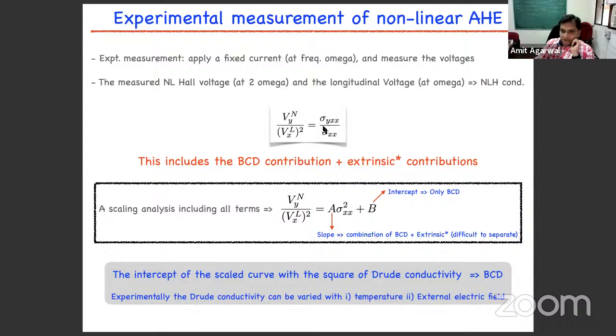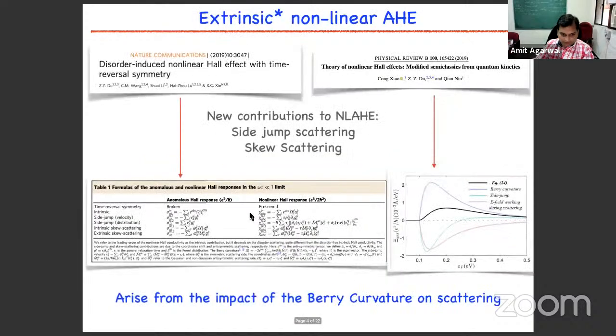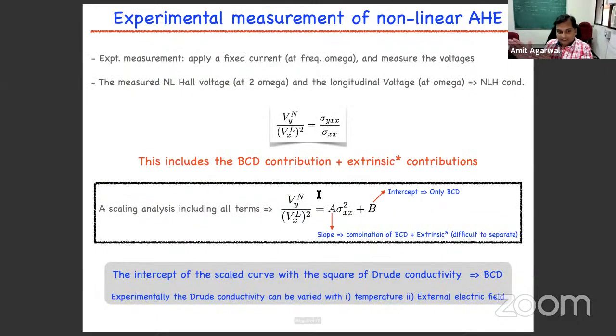And if you do the analysis including all of those terms that we very quickly looked at in the previous slide, basically, all of these contributions, if you include them and do a careful scaling analysis, then we can show after some algebra that this ratio, the nonlinear Hall voltage divided by the longitudinal linear response Drude voltage mod square, can be expressed as A times sigma xx, the Drude conductivity, whole square plus B. Okay, and this calculation gives us a lot of insight, in the sense that we find a way to deconvolute the BCD signal from the extrinsic signals, etc.